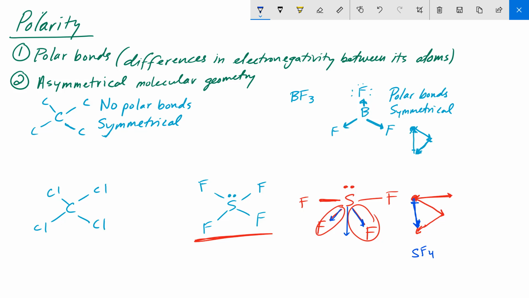So again, hopefully this video was helpful. Hopefully it helps you see how a molecule like BF3 that has polar bonds but has a symmetrical molecular geometry is not polar, and a molecule like SF4 that has polar bonds and is asymmetrical is polar.